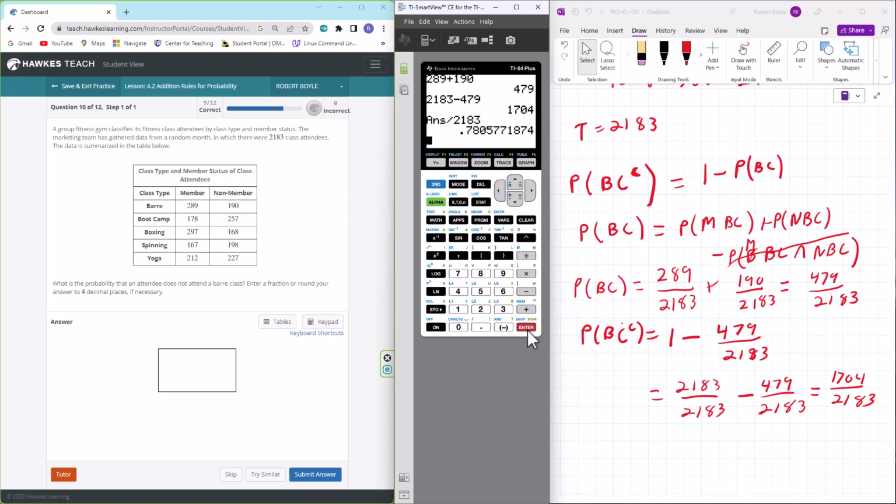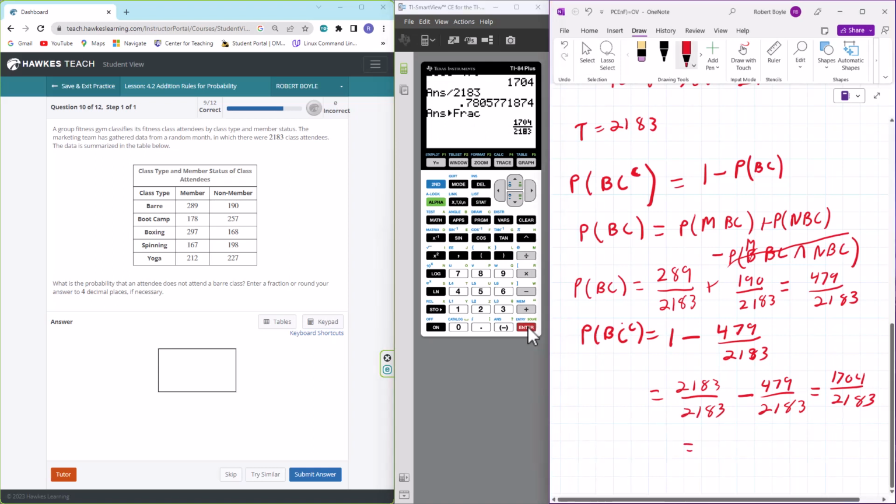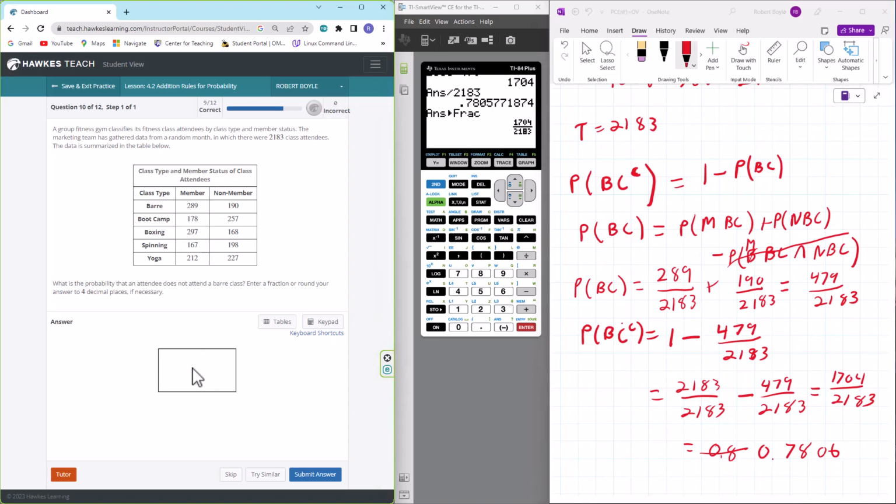Let's see if that's a reduced fraction. It probably is. Yeah, okay. Or as a decimal, this will be equal to 0.7806. Notice that we have a 7 in the fifth place, so that's going to round up. Let's see if I actually get it right this time. 0.7806. There we go.